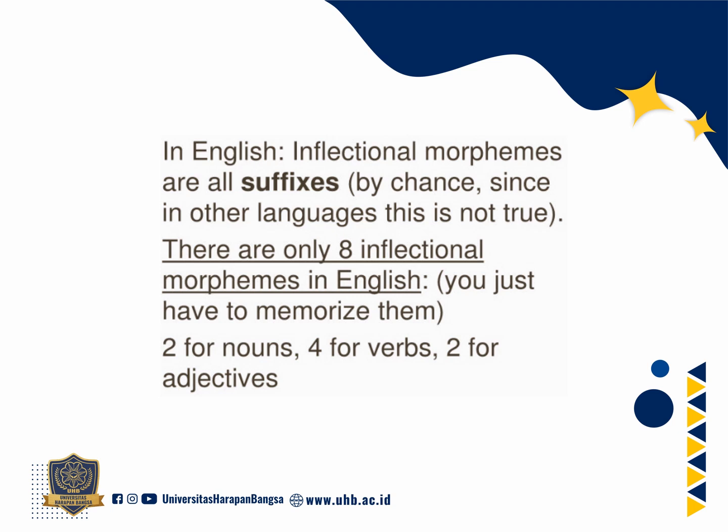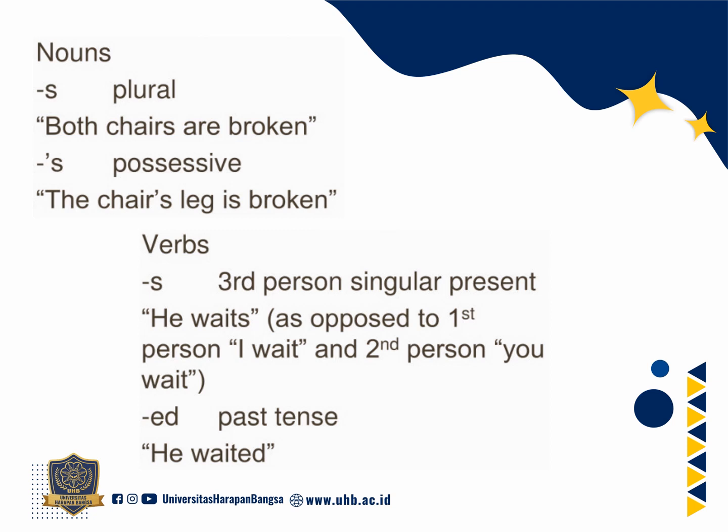Two for nouns, four for verbs, two for adjectives. For nouns, s is plural, like both chairs are broken. And then the next, 's, means possessive. The chair's leg is broken. And then for verbs, s indicates third person singular present. He waits, as opposed to first person, I wait, and second person, you wait.